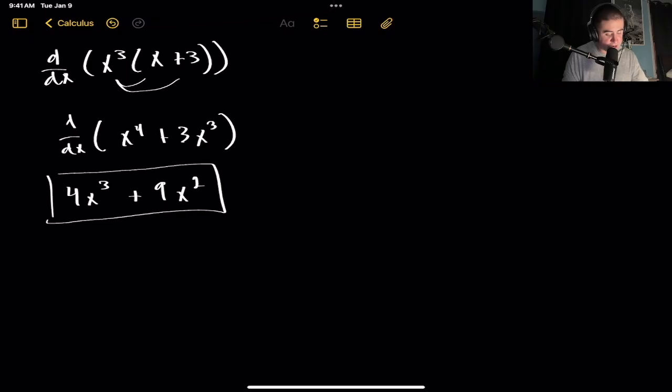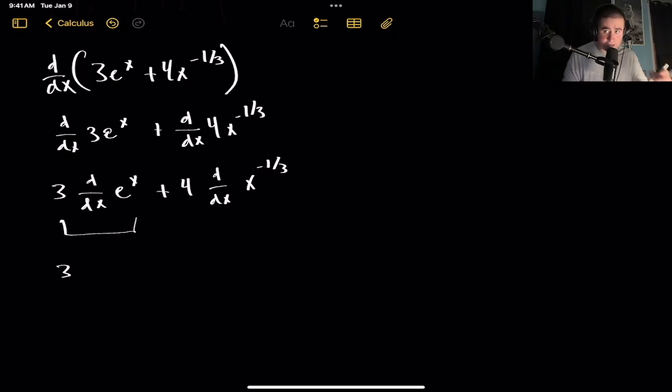And this is our final answer. All right, here's our next example. That is the derivative of 3 times e to the power of x plus 4x to the power of negative 1/3. We're going to need to take the derivative of both of these terms.